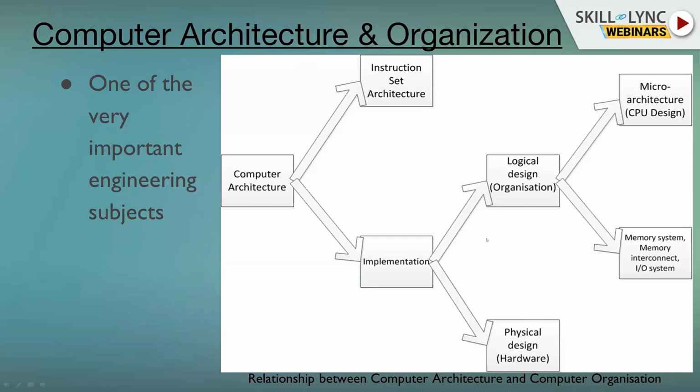Some computers will have 5 MB, 10 GB memory. Some computers will have more internal memory. Some computers will have less internal memory. Some computers will have more registers, internal registers. Some will have fewer internal registers. And then different types of architectures. We'll come to that slide later.